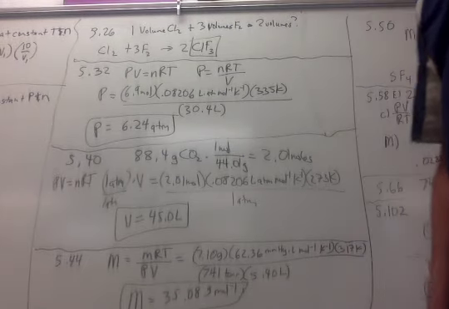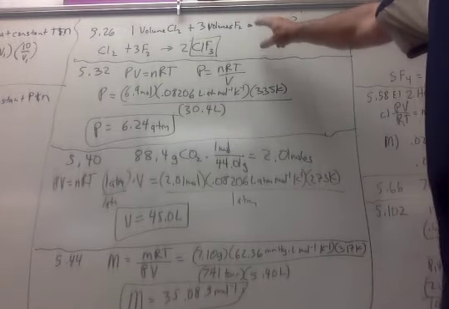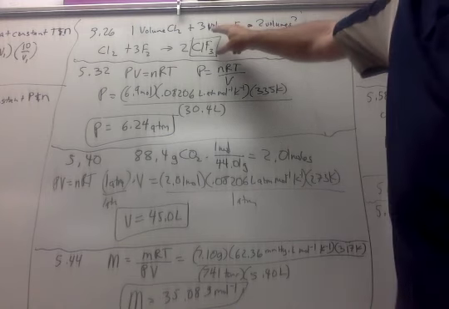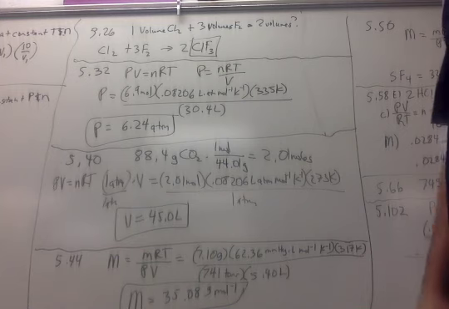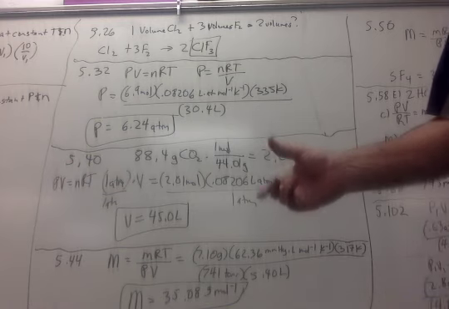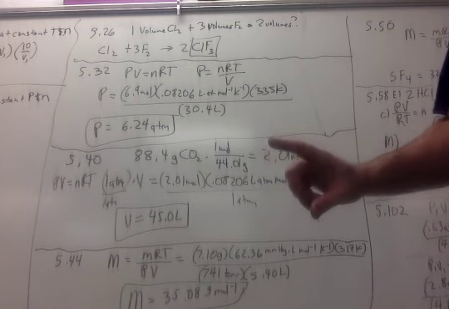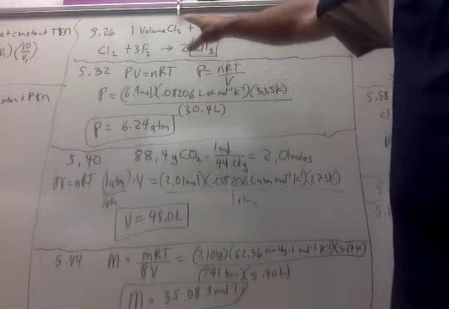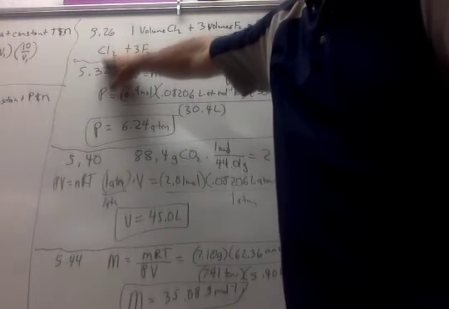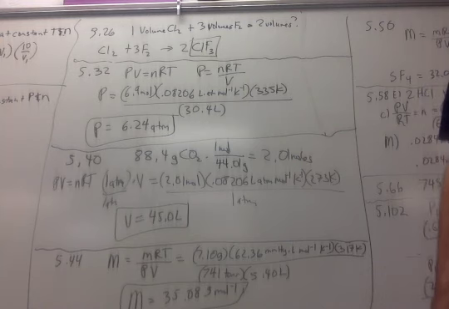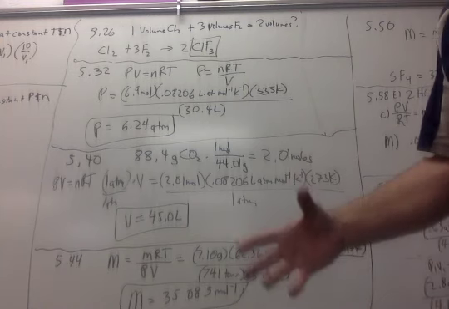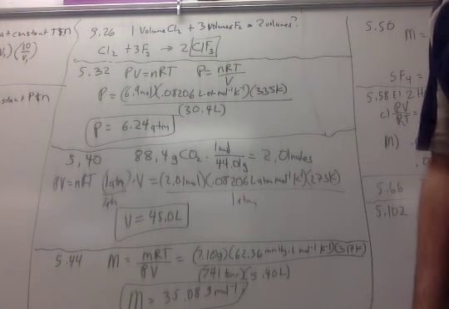Now we have 5.26, which says that 1 volume of chlorine and 3 volumes of fluorine make 2 volumes of product. Remember, for gases at constant pressure and temperature, the same volume of gas has the same number of particles. So I can use this 1:3 ratio as the mole ratio. Cl2 plus 3F2 is going to make 2, well, it would make 2 ClF3s.